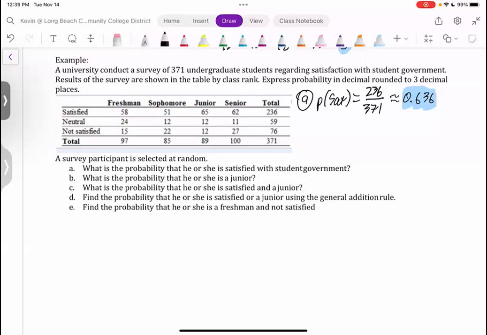Part B. What is the probability that he or she is a junior? How many juniors are there total? There's 89 juniors.